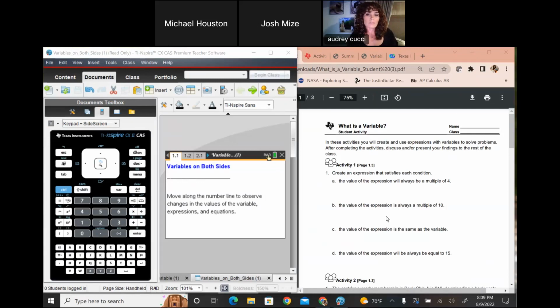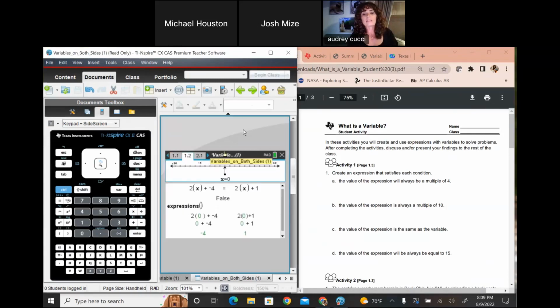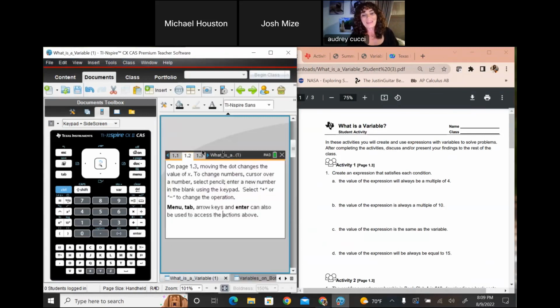What's really cool about this file is it starts off, it gives you a number line, and it's asking you, do these values of X make this statement true? Oh, look, I'm looking at the wrong one. Just kidding. So 1.2, it's going to give you some directions on how to work with this TNS file. Moving the dot will change the value of X. To change numbers, cursor over a number, and you can change the actual expression itself. Or you can press plus or minus to change the operation, which is pretty cool.